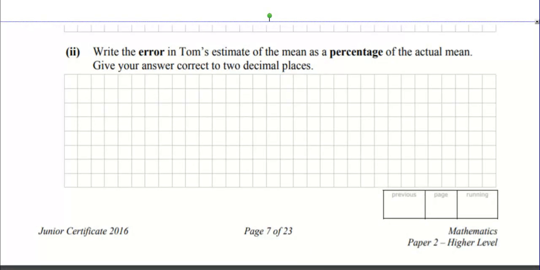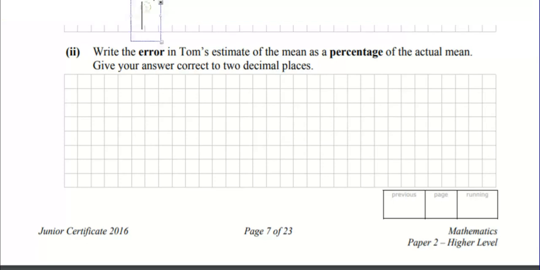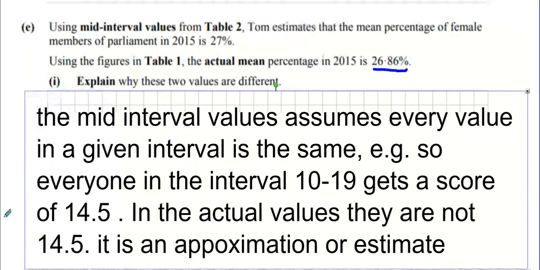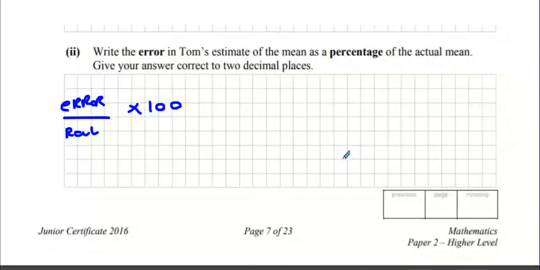Now, E part 2: write down the error of Tom's estimate of the mean as a percentage of the actual mean. So what we have is error divided by real value, multiplied by 100. Now, the real value is not the mid-interval value, that is the estimate. So the real value is 26.86 and the estimate is 27.